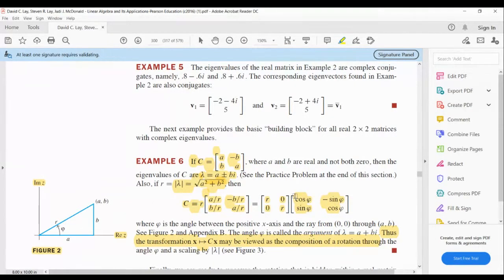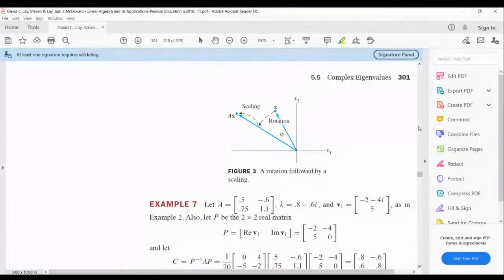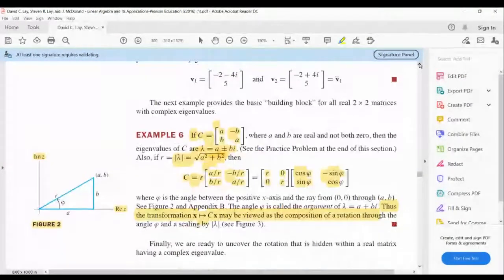And it's an interesting observation. Right here, the cosine of phi. The cosine of phi, of course, cosine is adjacent over hypotenuse. So based on figure 2, the cosine of phi is A over r, right? x over r, A over r.